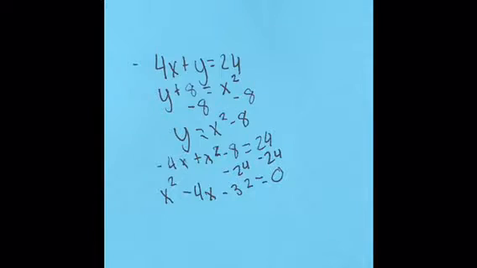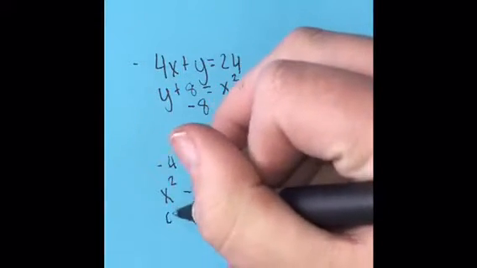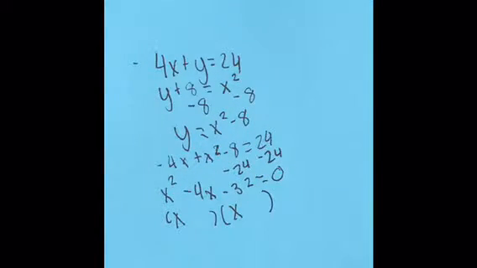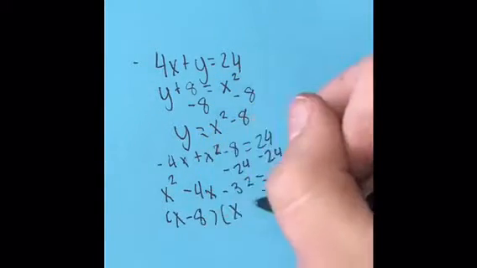Now that I have something that's set to 0, I can easily factor. I'm going to use the grouping method, and so I need to decide on two terms that multiply to negative 32 and add to get negative 4. These terms are negative 8 and 4.